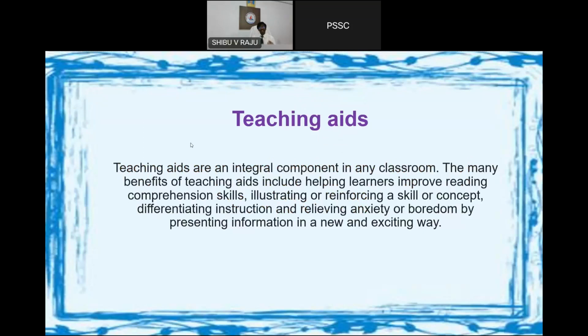So here, teaching aids are an integral component in any classroom. The many benefits of teaching aids include helping learners improve reading comprehension skills, illustrating or reinforcing a skill or a concept, differentiating instruction, and relieving anxiety or boredom by presenting information in a new and exciting way.